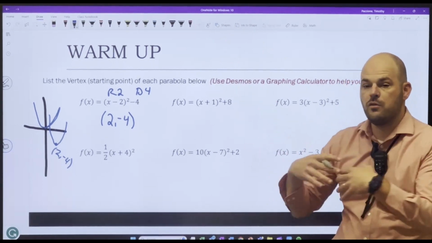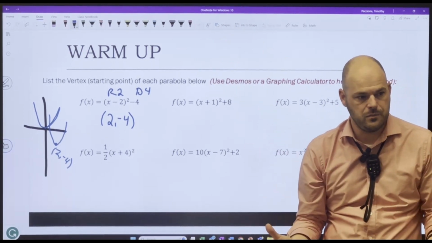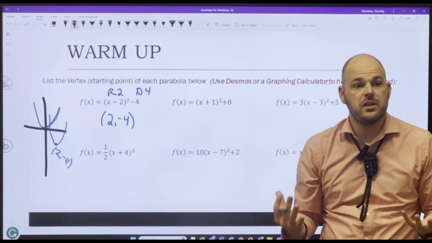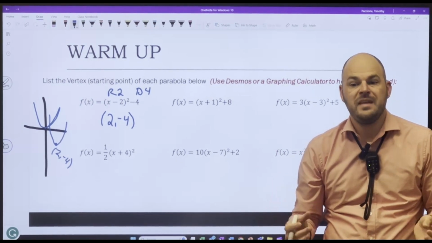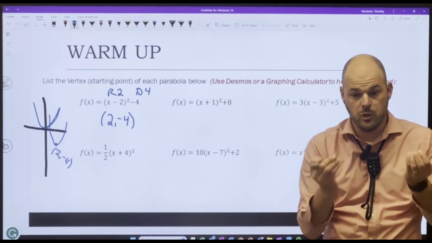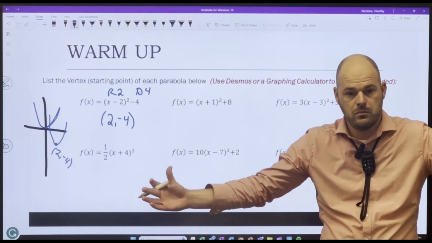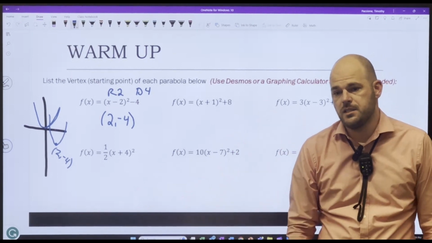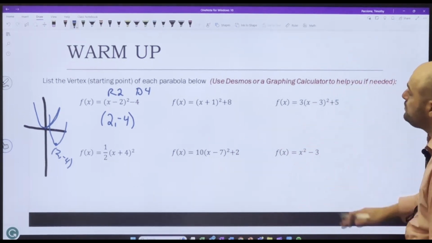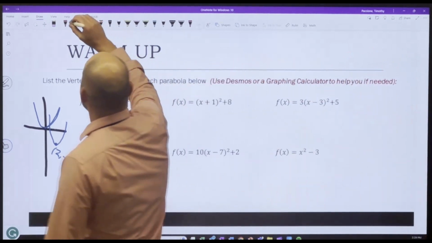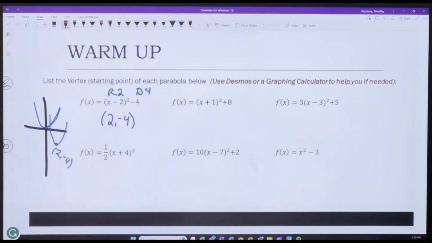This is what's called the vertex form of a quadratic equation. The vertex form of a quadratic equation gives you the vertex right in the form. You can look at the structure of it and say, oh, I know the vertex, right? No math needed other than your ability to recognize the structure. All right, so let's come up with a rule here for pulling that vertex out.